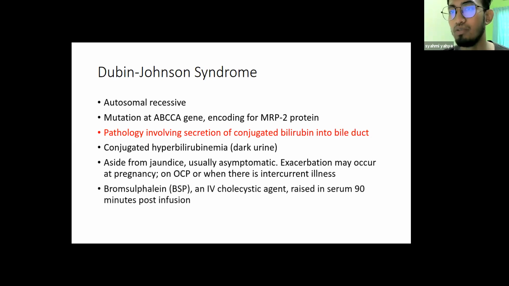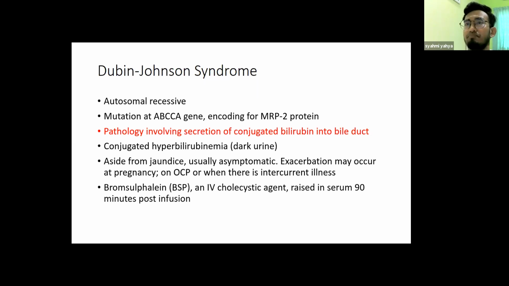So for diagnosis, we give bromsulfalein. When we give bromsulfalein, supposedly like bilirubin, it will go into the blood, into the hepatocyte, then into the bile duct. But if the patient has Dubin-Johnson syndrome, when we give bromsulfalein, it cannot be transferred into the bile duct, right? So it will be kicked back into the serum. So after we give bromsulfalein, we check for the serum bromsulfalein after 90 minutes. If it is present, then there is a chance that the patient has Dubin-Johnson syndrome.